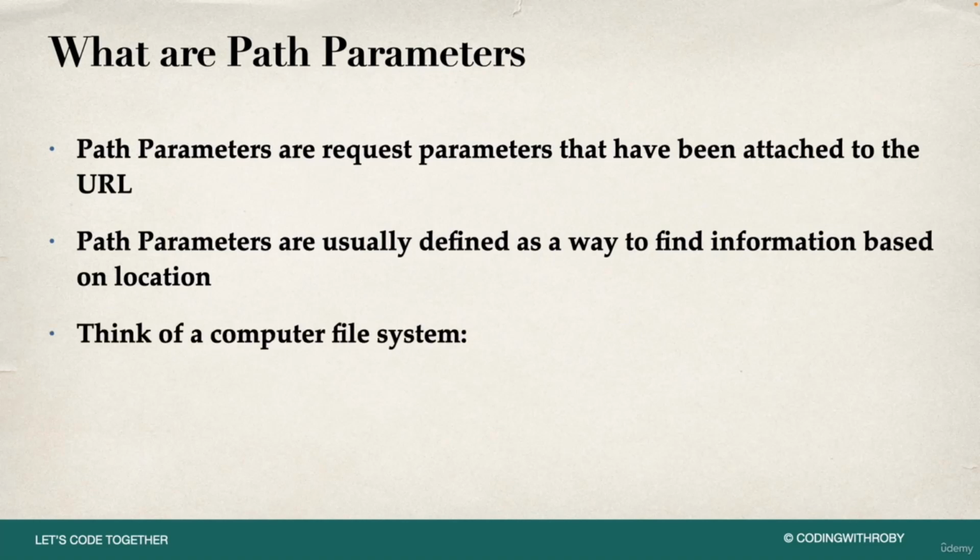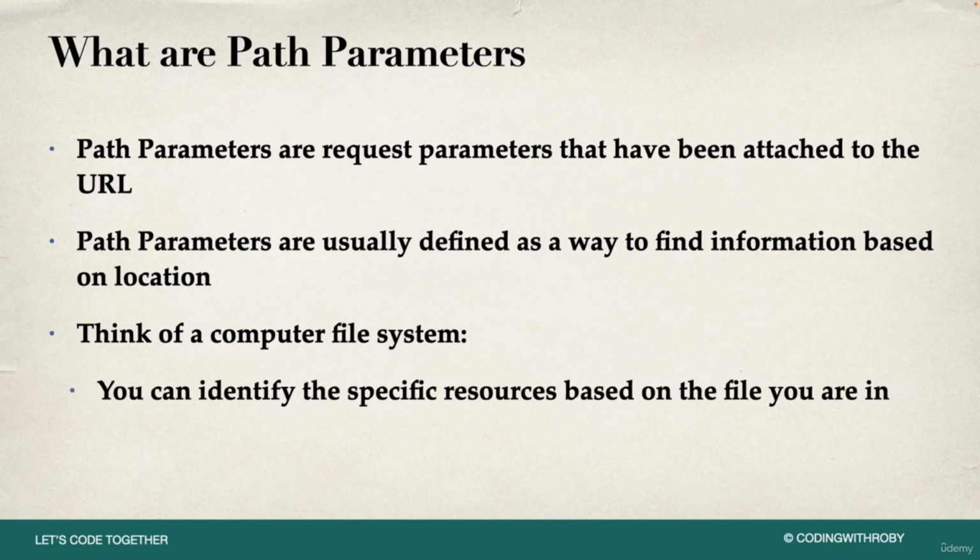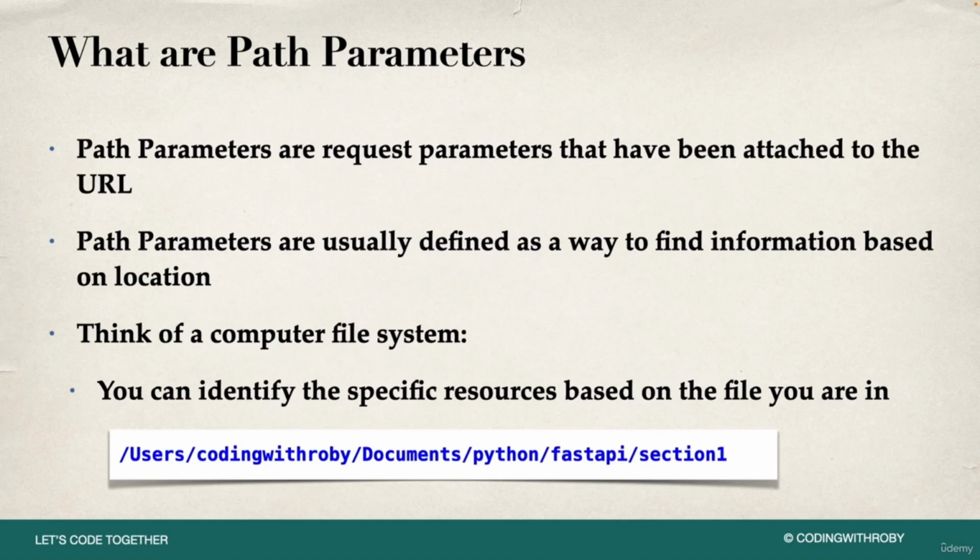So let's think of a computer file system. You can identify the specific resource based on the file in the path you are in. So if you went to /users/codingwithroby, documents, Python, FastAPI section 1, you'd expect to see section 1 in this path.